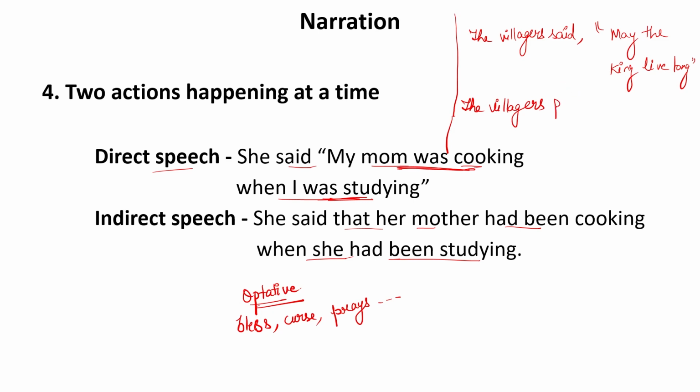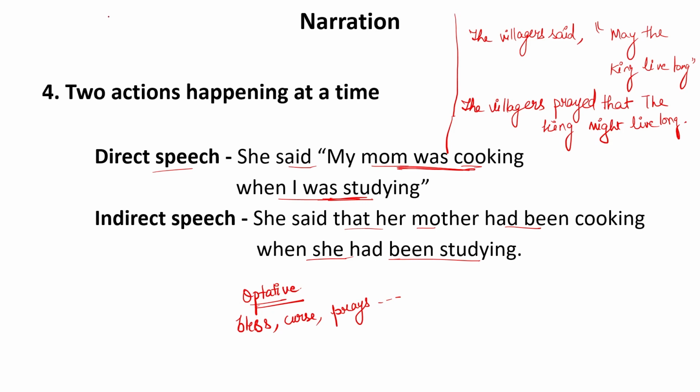That is, the villagers prayed that the king. Now may will be converted into might live long. For example, if someone says God bless you, so that can also be converted, that God might bless you. So your may converts into might always. In fact, we use the word might always in indirect speech.